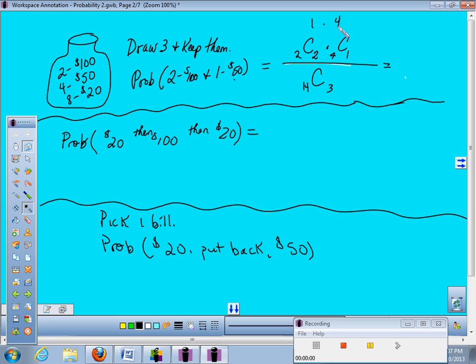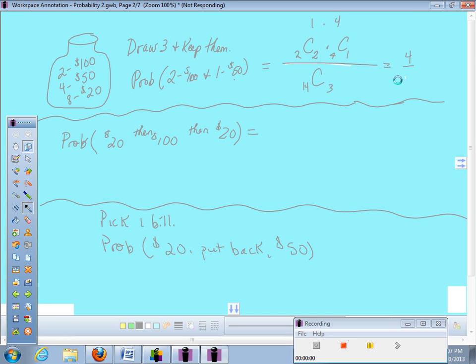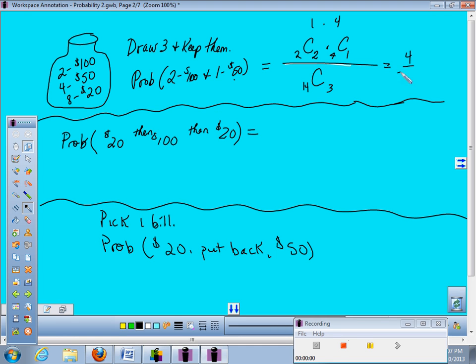If you have a 1 in the front, you could have a 1 in the back. The number in back can never be bigger than the one up front. The front number's got to be the bigger number. If you have a bigger number in back, something's wrong. So that comes out to 1 times 4 over 14C3, which I'm not going to do in my head. That's going to come out to be 4 over 364.